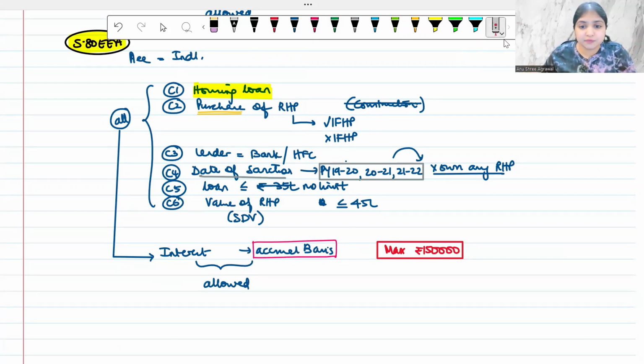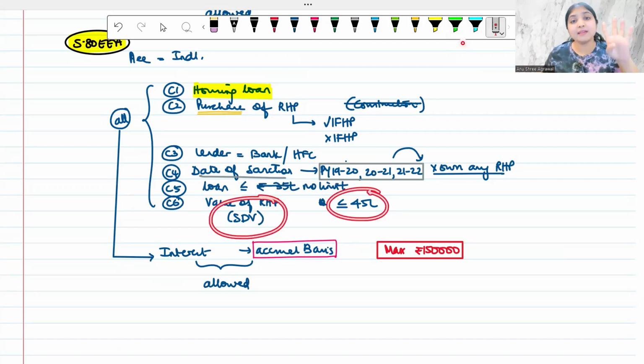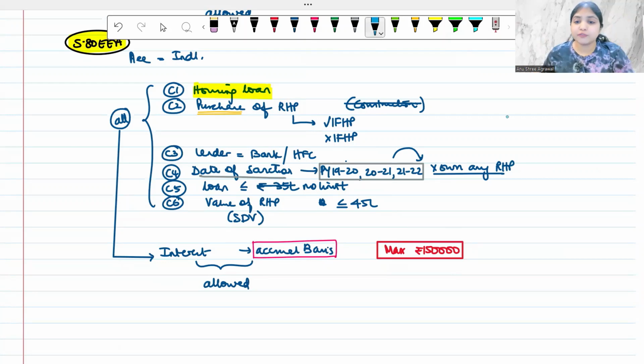The first difference, if you see, was the date of sanction. This was the first difference. The second difference is loan. There is no limit on the amount of loan. Third difference, STV of the property has to be within 45 lakhs. And the fourth difference, maximum 1,50,000. Totally 4 differences. First difference is about the date of sanction. Second difference is about the value of the loan. Third difference is about the STV. And the fourth difference is about the maximum limit. These are your 4 differences between 80EE and 80EA.